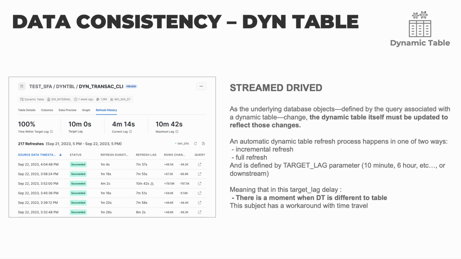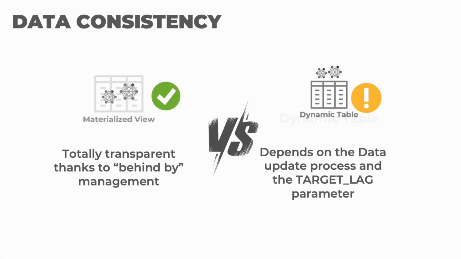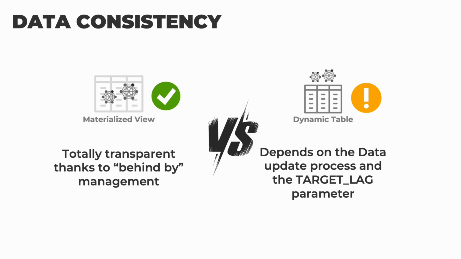The bottom line on this comparison criteria is that on the MV it's really totally transparent. It works really well. On the DT, it all depends on your data update process, whether you update every 5 minutes or every 12 hours, your target lag and the number of DTs you have. But there is a risk that aggregated queries targeting a DT won't provide the same figures as detailed queries on the source table. Cost control is a very important and interesting topic.